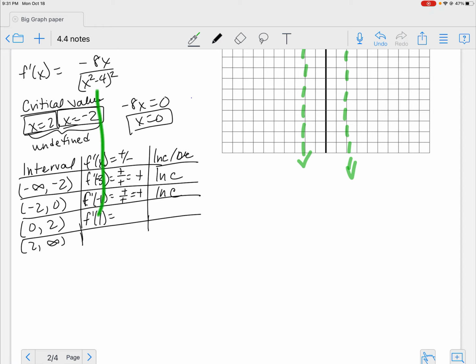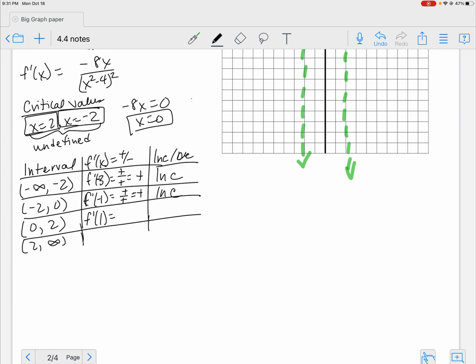All right, f prime of 1. I'm going to take a 1 and plug it in. Obviously, that is a positive. When I take 1 and plug it in here, negative times a positive, it's a negative. Good. So negative over positive is negative. My graph is decreasing. Last but certainly not least, let's plug in a 3. So negative times a positive is a negative. So my graph is decreasing.